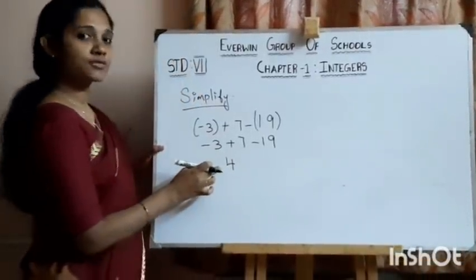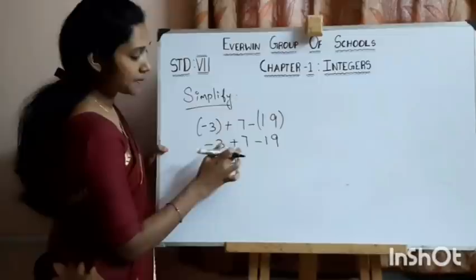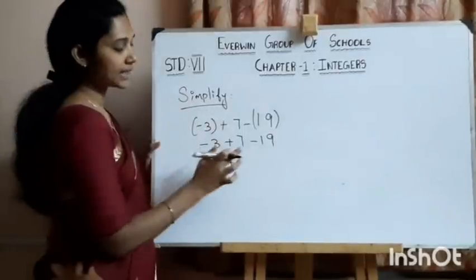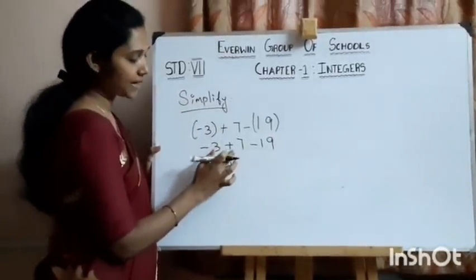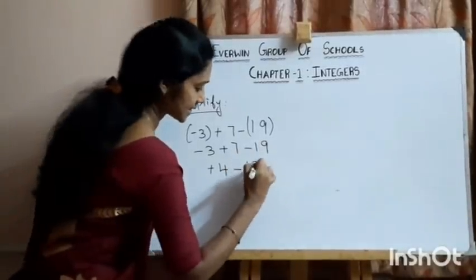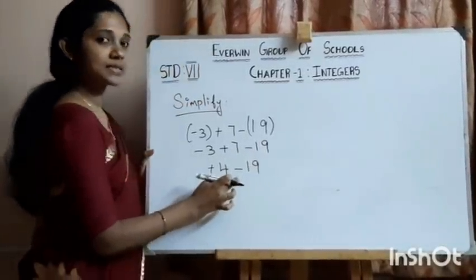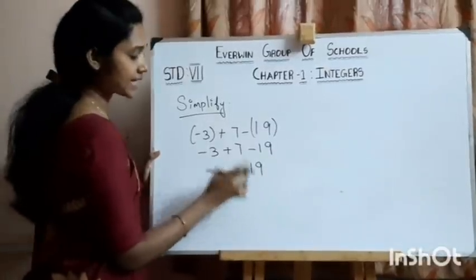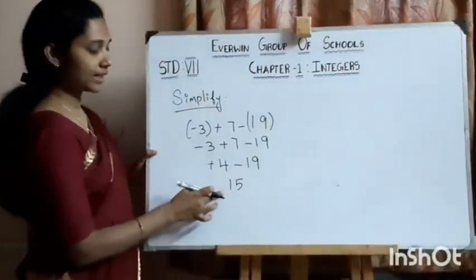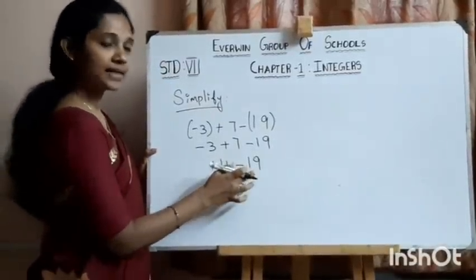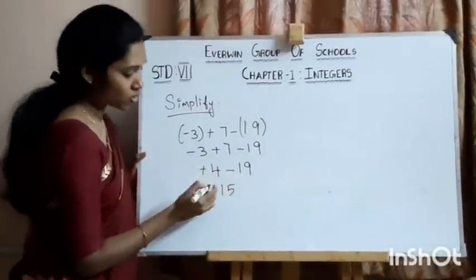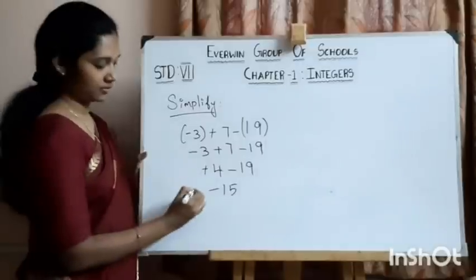What will be the sign of this 4? Minus 3 and plus 7. Which is greater number, 3 or 7? Yes, 7 is a greater number, and what is the sign of 7? Plus. So it will be plus 4. And minus 19 right as is. Now plus into minus is minus, so we have to subtract. 19 minus 4 is 15. And what will be the sign of this 15? Which is a greater number? 19 is a greater number, and the sign of 19 is minus. So it is minus 15.